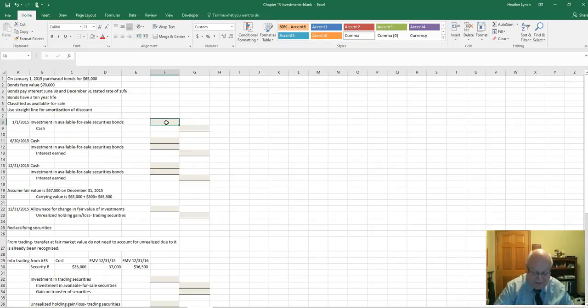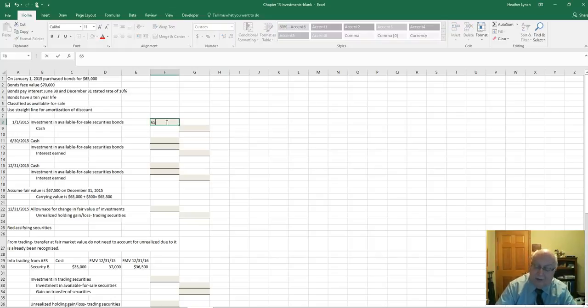This is for bonds, say available for sale. So what we have on this one, on January 1st of 2015, we purchased $65,000 of bonds. The face value is $70,000. The bonds paid June 30th and December 31st. Got a stated rate of 10%. They have a 10-year life, classified as available for sale. So they're not held to maturity, they're available for sale. And we're going to use straight line to amortize the discount.